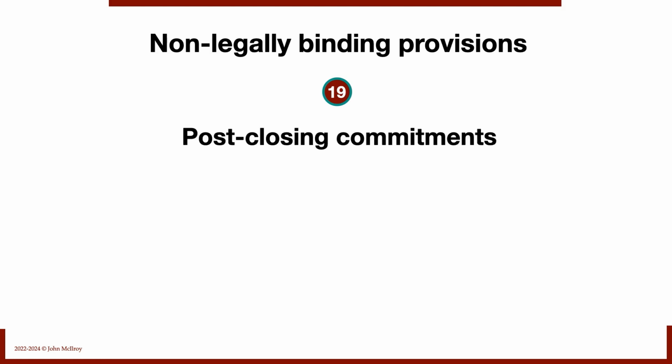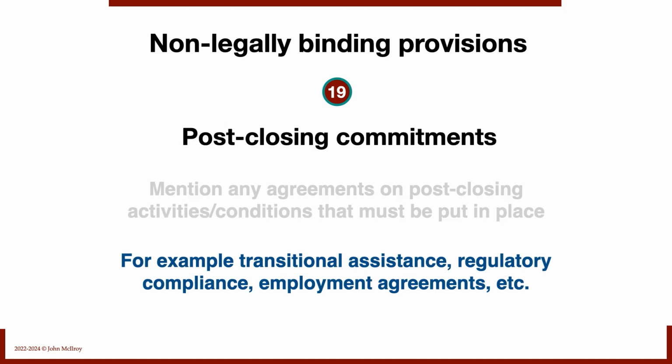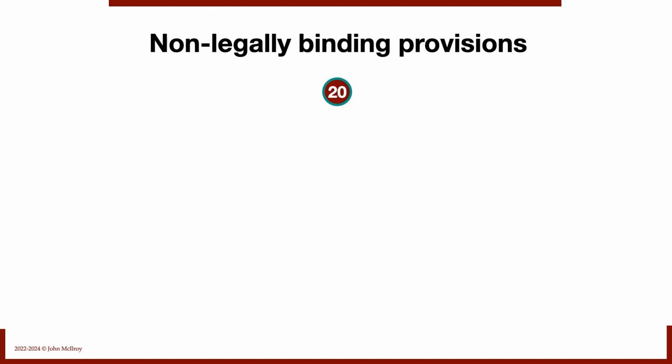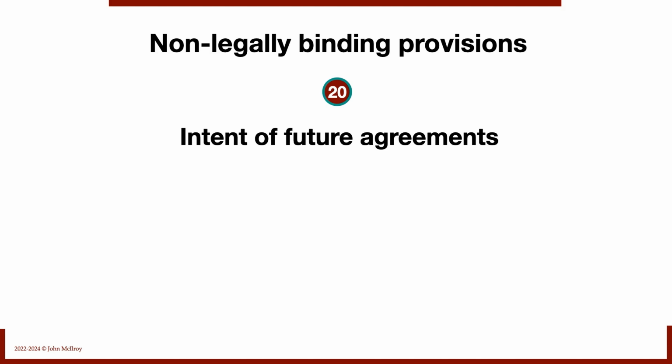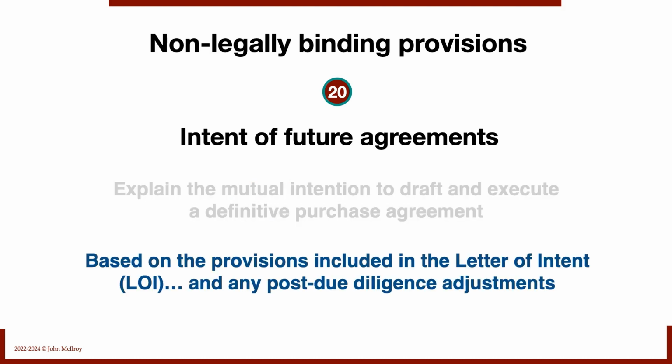Number 19, post-closing commitments. Mention any agreements on post-closing activities or conditions that must be put in place. For example, maybe transitional assistance is required, or regulatory compliance, or maybe employment agreements or other things. And finally, mention the intent to have a future definitive agreement. Explain the mutual intention of both parties to draft and execute a definitive purchase agreement, based upon, of course, the provisions included in the letter of intent and any post-due diligence adjustments.